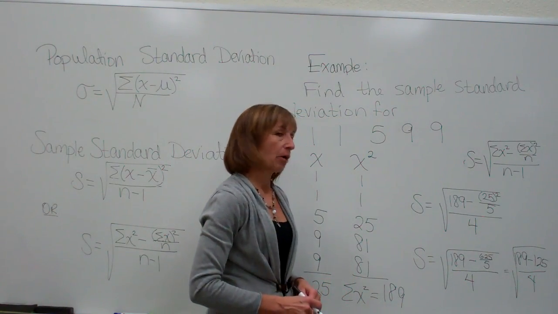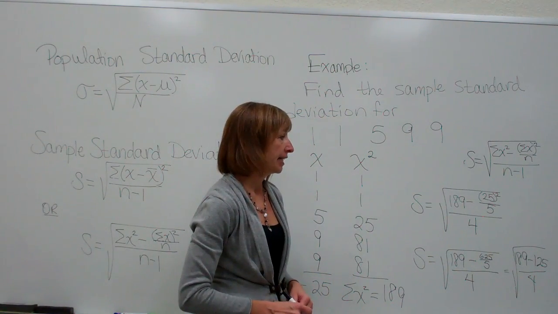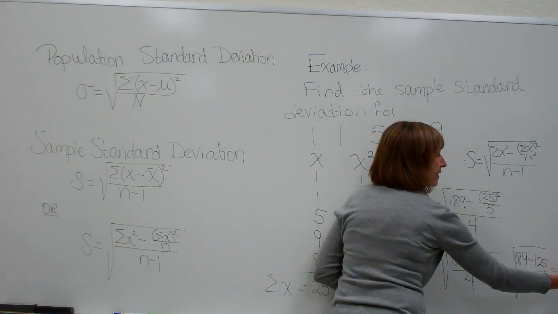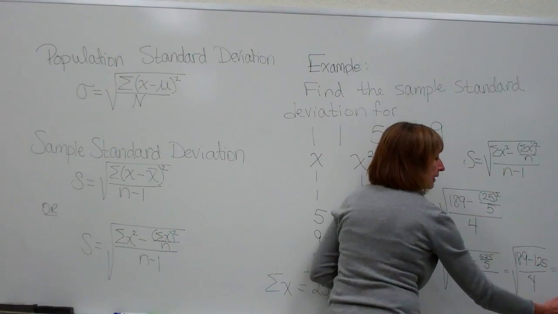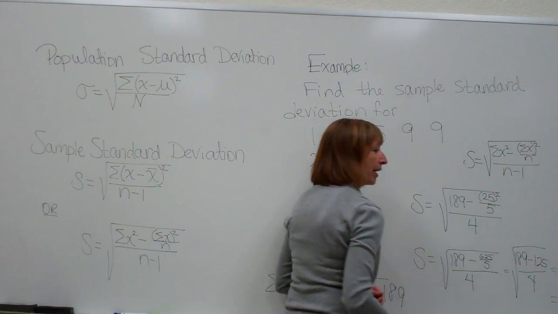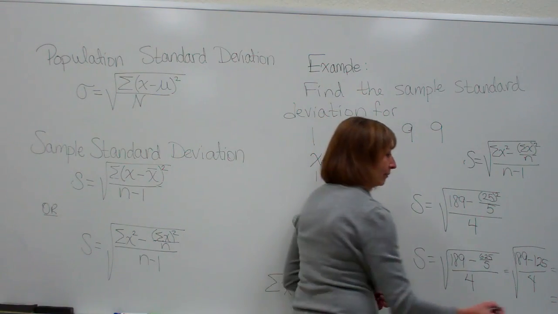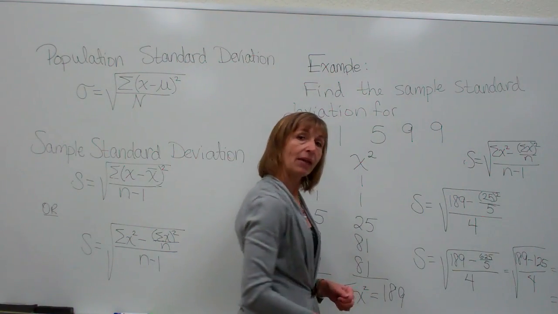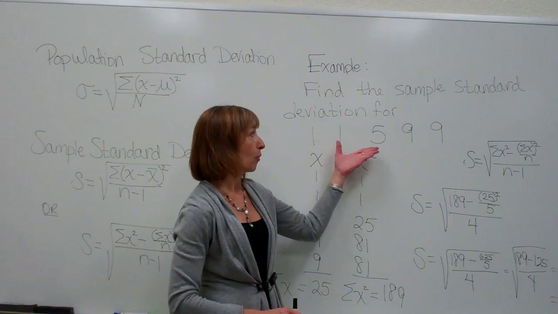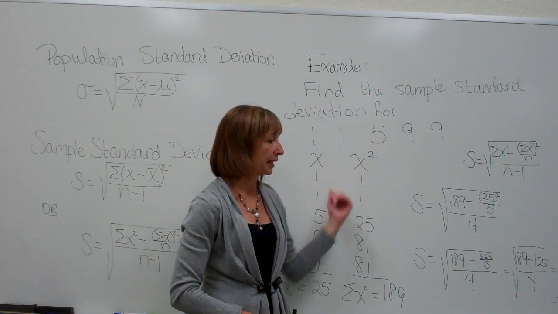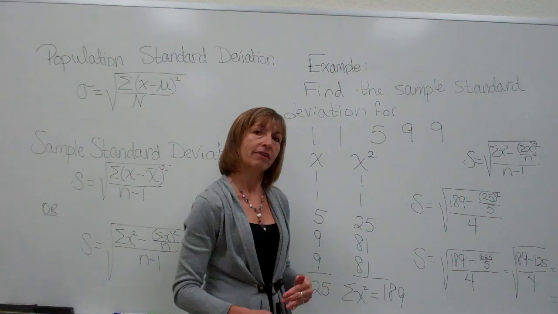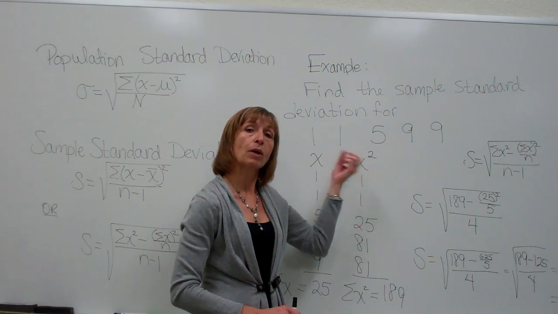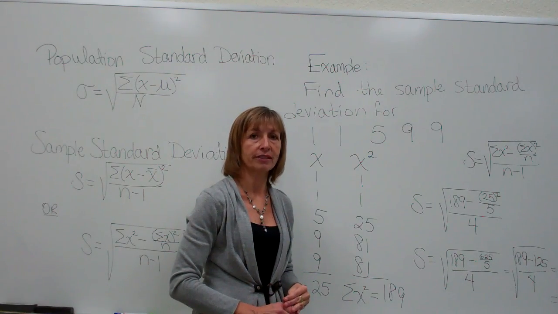Well, 189 minus 125 is 64. So I have the square root of 64 over 4. And 64 divided by 4 is 16. And the square root of 16 is 4. So again, we got our sample standard deviation for this data set to be 4, the same value we got for the sample standard deviation of this data set when we used the definition formula.